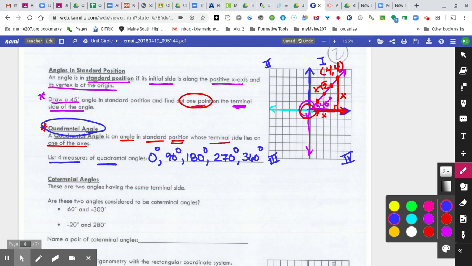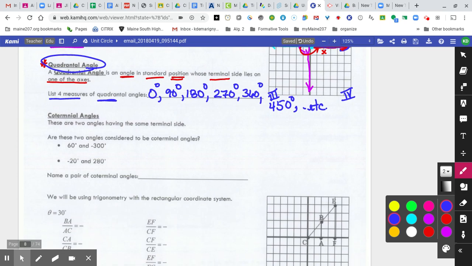So if I started around again, I would have the 360 plus the 90, which would give me a 450-degree angle, et cetera. You can keep going as long as you want to. You can spin around the axis as many times as you'd like. That's totally up to you, and you just need to make sure that you know that that's possible.